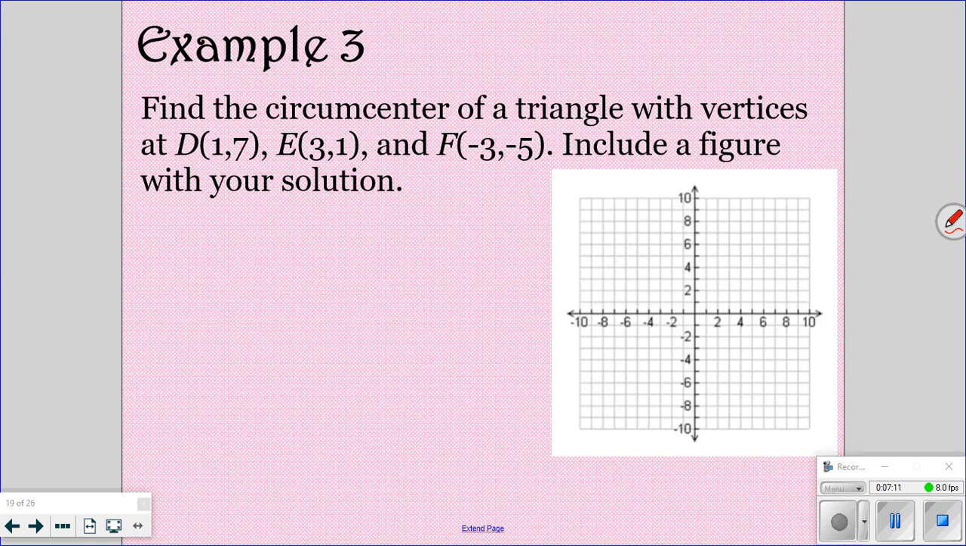So let's look here. We want to find the circumcenter of the triangle with the vertices at (1, 7), (3, 1), and (-3, -5). So the first thing we need to do is graph it. So there's D, there's E, and there's F.